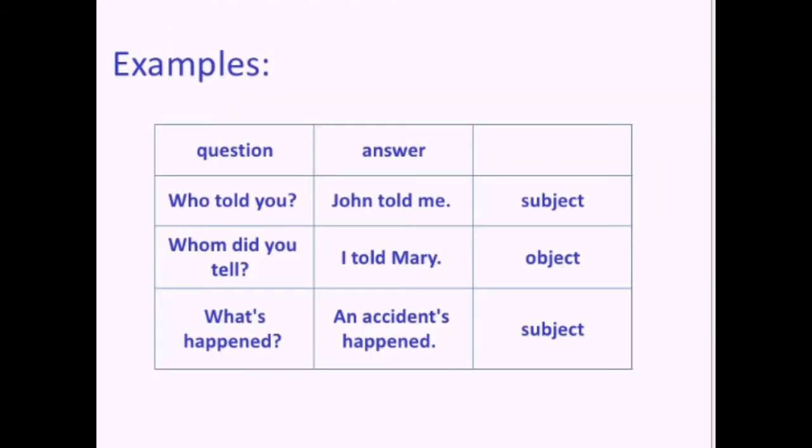Okay, here are some examples. Who told you? Answer, John told me. So subject is John. Whom did you tell? I told Mary. Object. Mary, what has happened? An accident has happened. Subject, an accident. Okay, so these were interrogative pronouns, the ones which are used to ask questions.